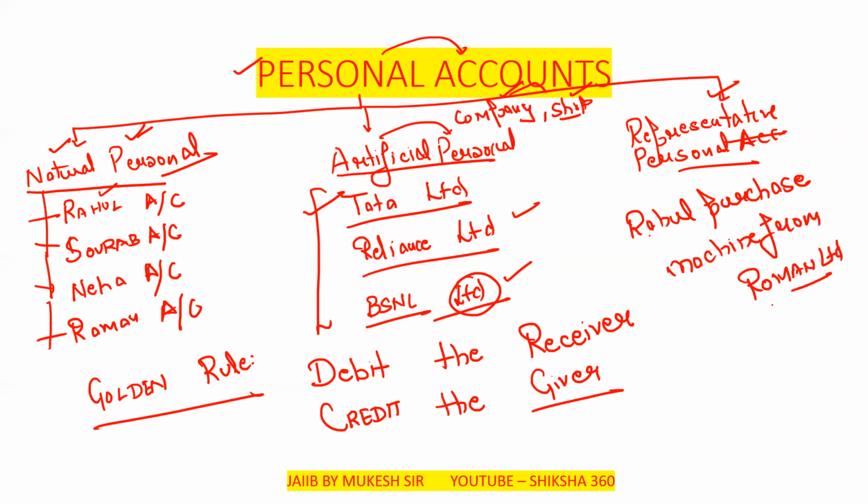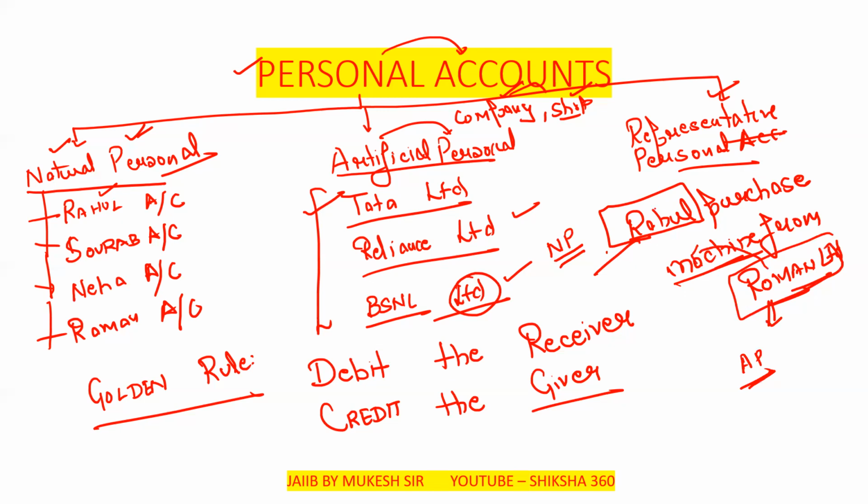Here there are two accounts. One is Rahul, who is purchasing the machine, from the Roman Limited. Rahul is a natural personal account and Roman is an artificial personal account, because it is the account of the firm. The machine goes from the hands of Roman Limited to Rahul.